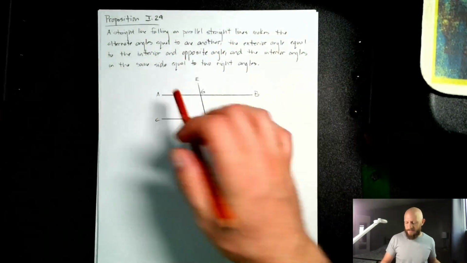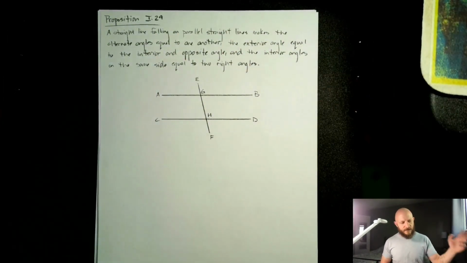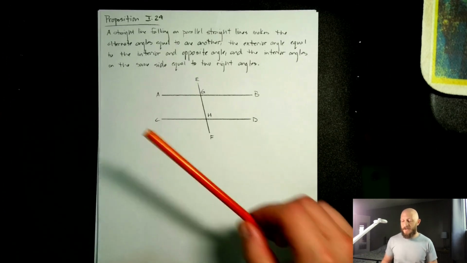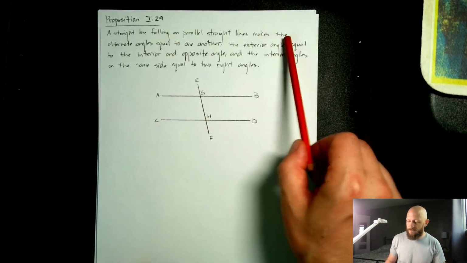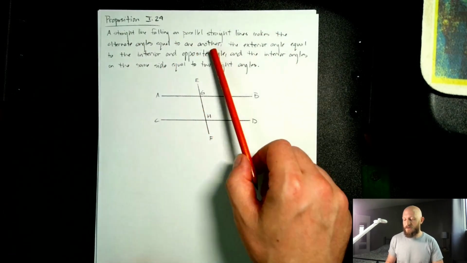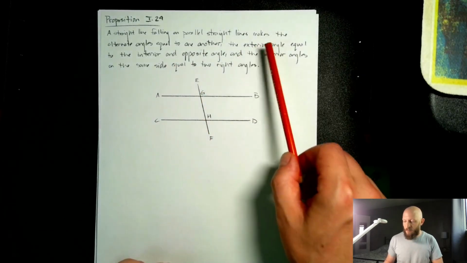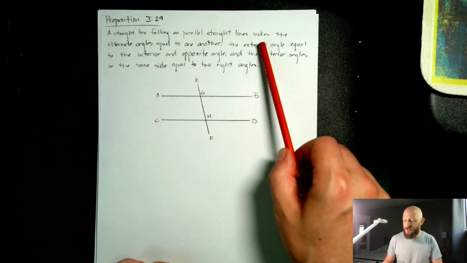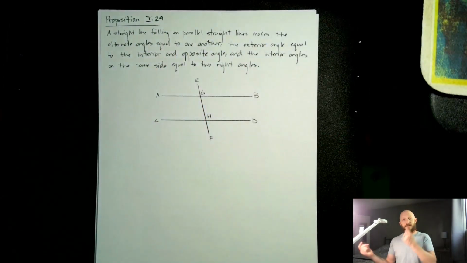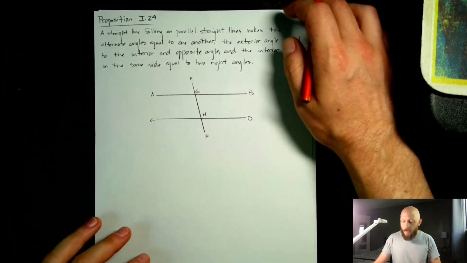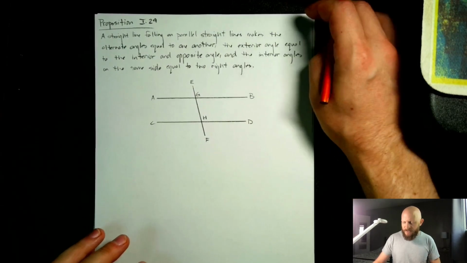So yeah, this is kind of like the other direction of Prop 27 and 28. Prop 27 took the alternate angles being equal to one another, and said, all right, well, that makes the straight lines parallel. And then 28 said, well, if either of these are true, then again, the straight lines are parallel. So now we're going the other way, and we're saying, well, if the straight lines are parallel, then these three things hold. So kind of interesting in that regard.